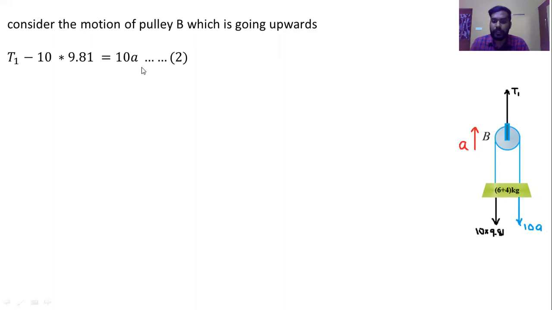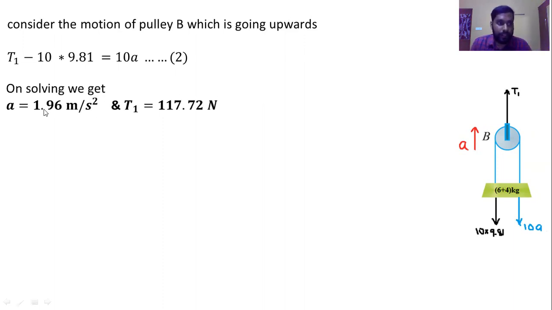So we get two equations. In this case, we are considering the 6 plus 4 block as a single unit, so we have two equations and two unknowns. You can solve the equations. On solving, A is 1.96 meter per second square and T1 is 117.72 Newton. So what we have solved here is the acceleration of the 15 kg block, and we also got the tension.